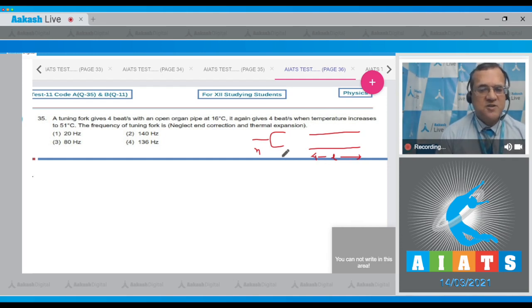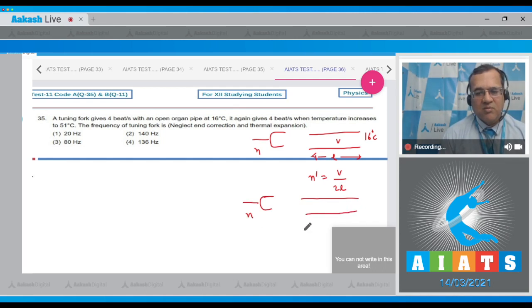It vibrates with this one and gives 4 beats at 16 degrees centigrade, when the velocity of sound was v. The frequency produced by this is equal to v divided by 2L. In the second case, the tuning fork vibrates with the same tube, but the frequency changes because the sound velocity increases as the temperature goes to 51 degrees centigrade. In that case, the frequency would be v prime divided by 2L. This is at 51 degrees centigrade and the other is at 16 degrees centigrade.